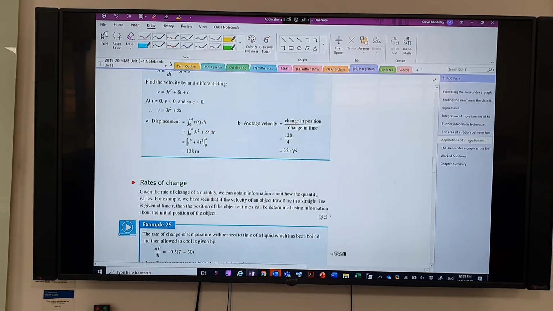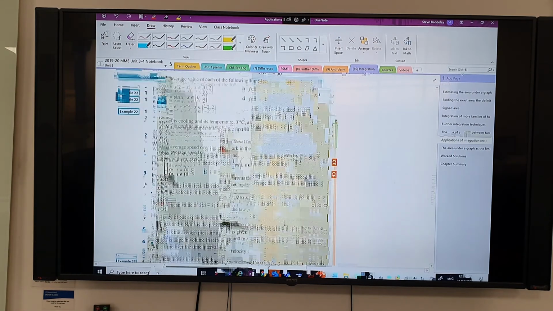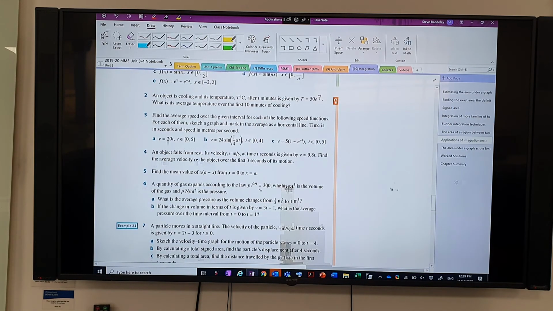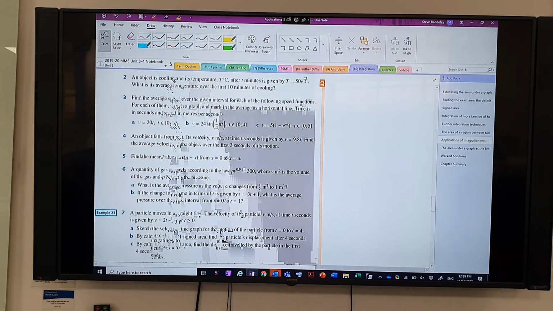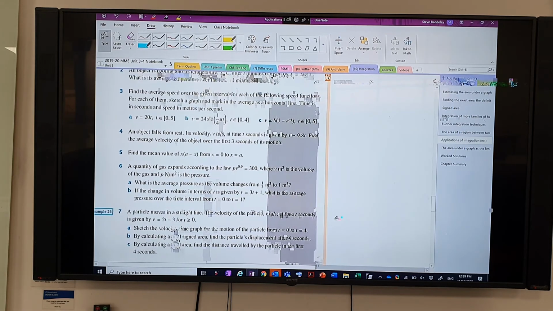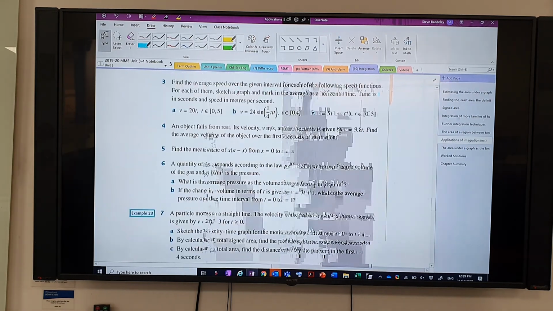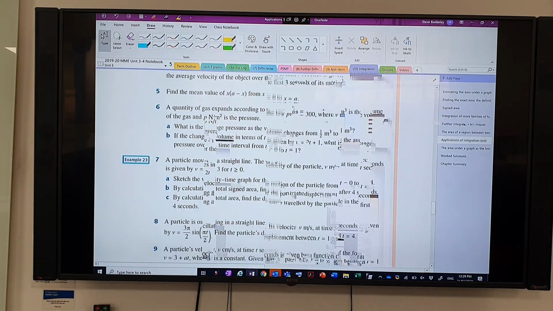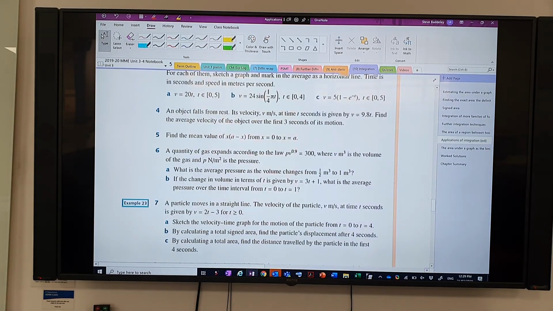Which one am I going to do? Actually, I'm not going to do it. I'm just going to talk you through it because I don't want to spend time on this, because it's an extension question. If I had something that asked me to find the average of something, what do you do to find the average? It sounds like a silly question, but think, what do you do to find the average of something?